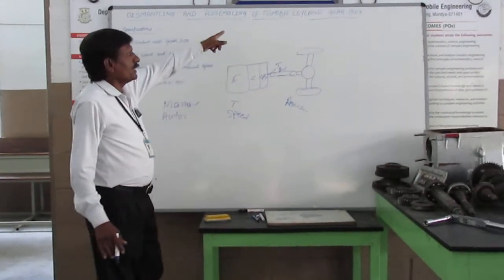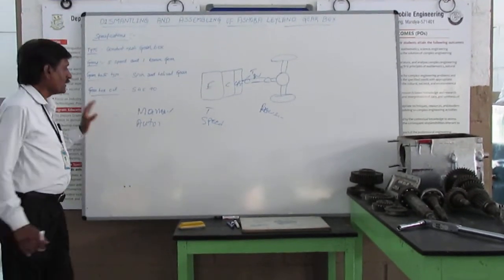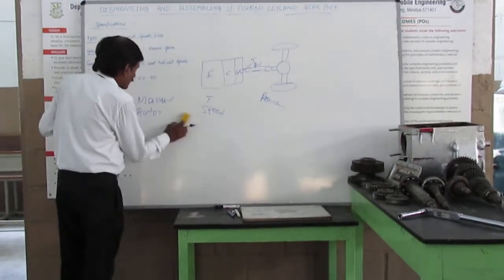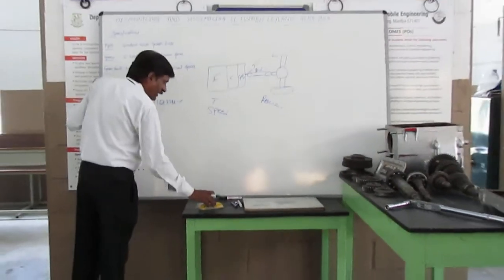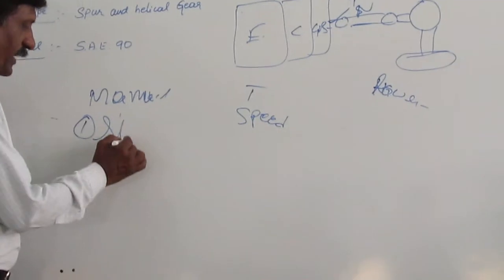Now, this is the manual type of gearbox, a manual operated gearbox. Here in this Ashok Leyland vehicle, they are using the manual gearbox. And again, this manual gearbox is divided into different types. One is the sliding mesh type of gearbox.